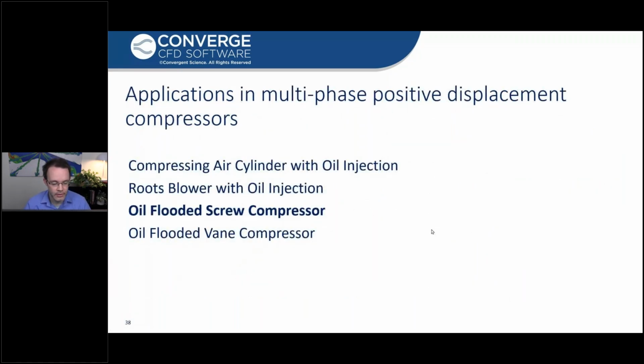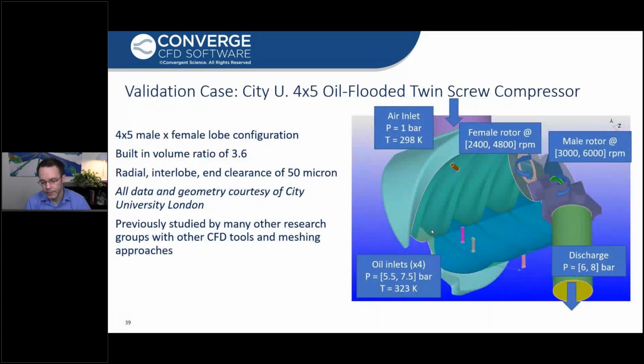Now, the next level of complexity is to introduce the oil-flooded screw compressor. And in this case, we have a much more complicated geometry than the roots blower, and we also have the addition of the internal compression. So as the two rotors rotate, they'll form a pocket which squeezes smaller and smaller, and as the liquid is injected, it's subject to that internal compression from the positive displacement process.